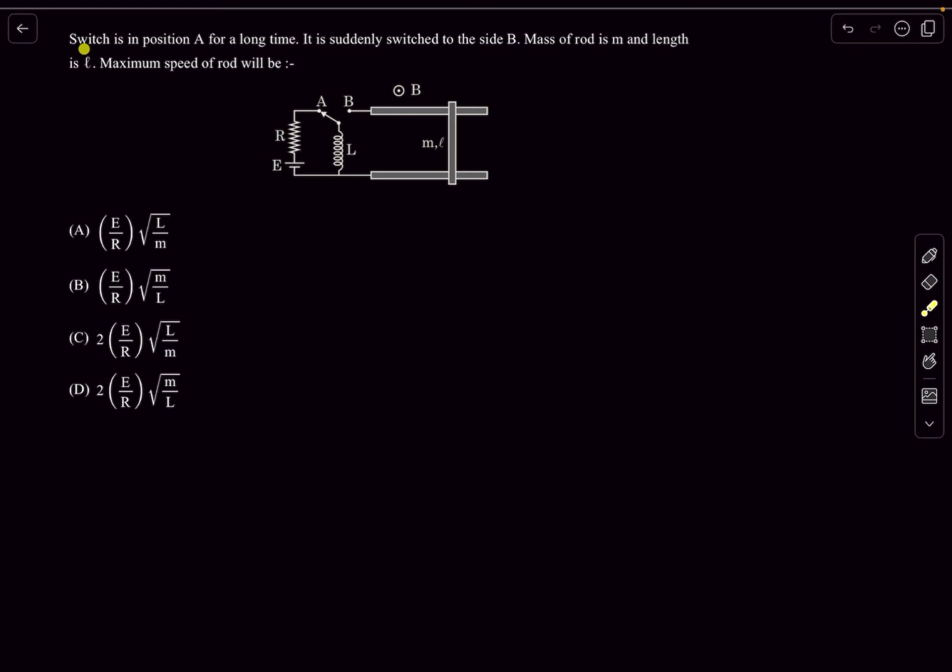So this is the first problem. In this question we have a switch in position A for a long time. So this is the active circuit, and then it's given that it suddenly switched to side B. So we have to find the maximum speed of the rod.